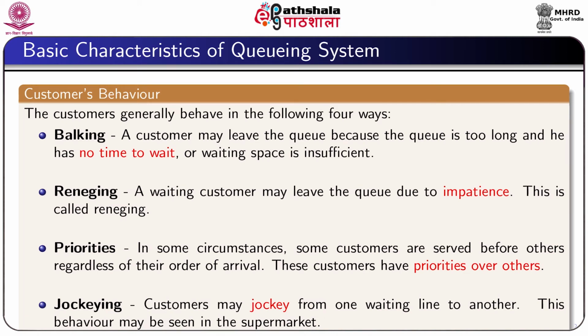Customers' behavior is another characteristic of a queuing system. Customers generally behave in the following four ways: balking, reneging, priorities, and jockeying. A customer may leave the queue because the queue is too long and he has no time to wait, or there is not sufficient waiting space. Such behavior is called balking.